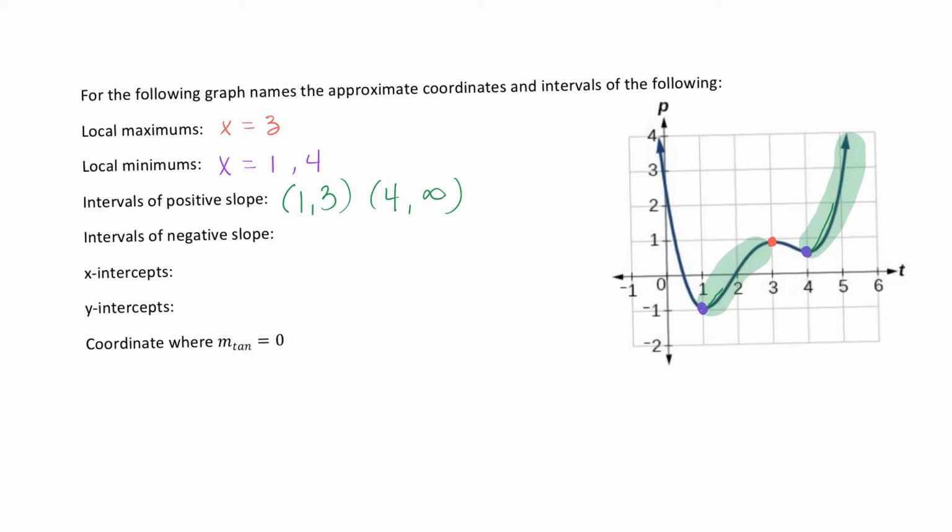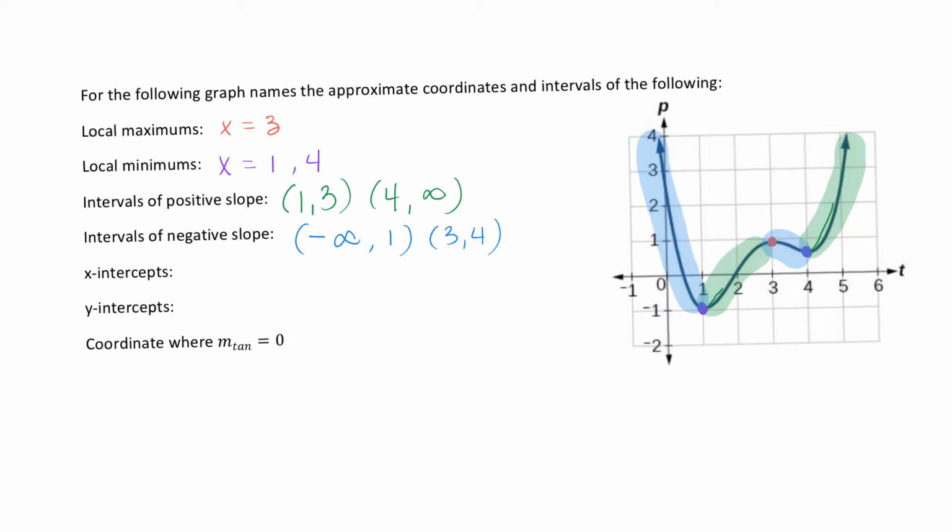All right, the areas of negative slope are the exact opposite spots. So as it's coming into that 1, remember this arrow represents negative infinity. So negative infinity to 1, it's decreasing. And then it's decreasing again here between 3 and 4. So between 3 and 4.